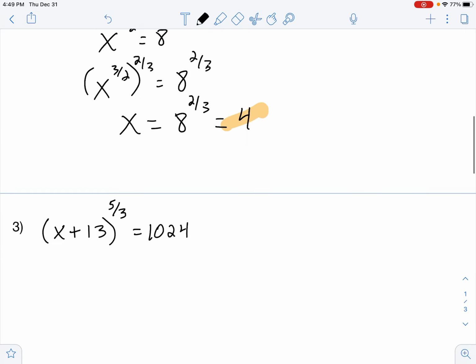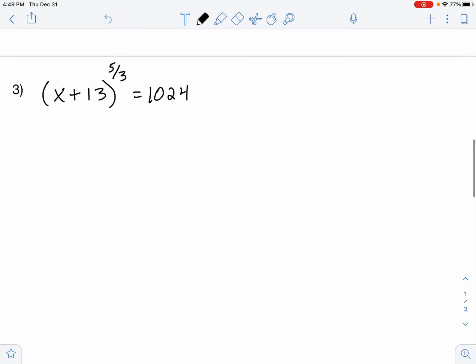All right, let's take a look at another one. So you can see with this one, number 3, we have the parentheses and then it's being raised to the 5/3. But that's okay because this whole thing is being raised to the 5/3 exponent. So there's nothing to get rid of. You cannot subtract 13 from both sides like this. We cannot do that, so be careful. That's not something we can do. We have to get rid of this exponent first.